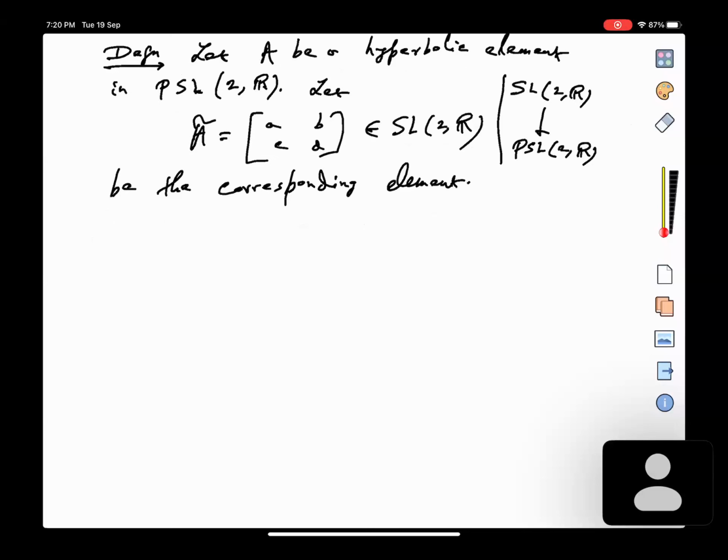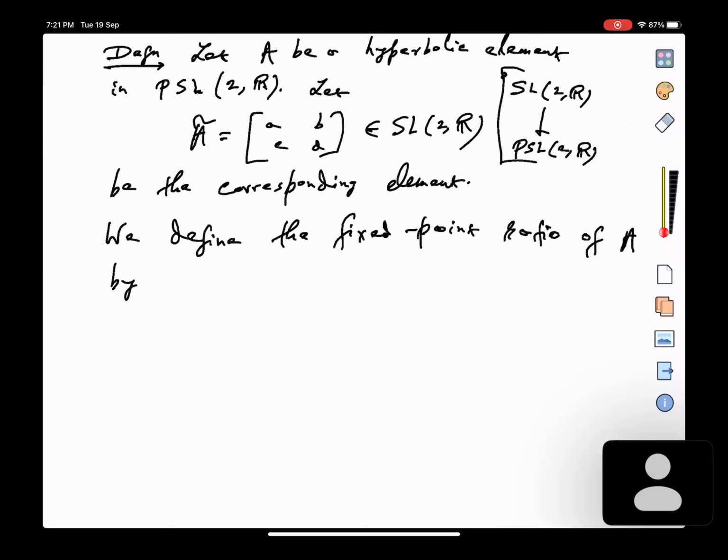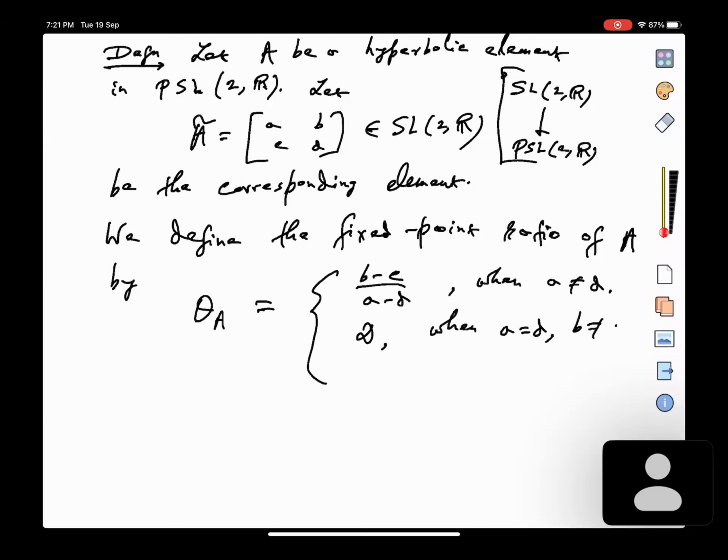So now we define something which is like a cross ratio, but it is not a cross ratio. We define the fixed point ratio theta of A. You see, we have this matrix A, B, C, D. So we just take (B minus C) by (A minus D) when A is not equal to D. If A equals D and B is not equal to C, we define it to be infinity. And if A equals D and B equals C, then we define it to be 1.